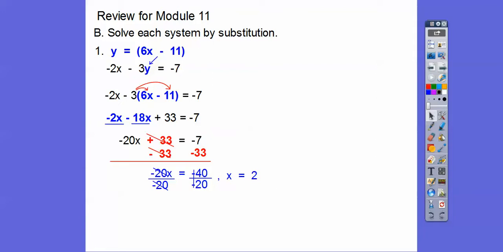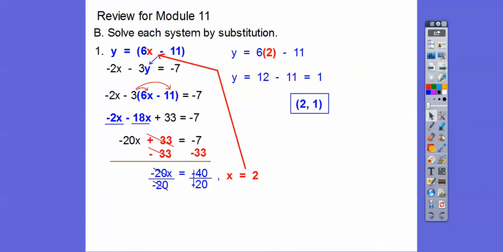Remember, these are ordered pairs, so we're going to substitute x back up into the y equals 6x minus 11. So I'll just plug that in right there next to the 6. So 6 times 2 minus 11 is 12 minus 11, or 1. Remember, the answer is an ordered pair, x comma y, so 2 comma 1.